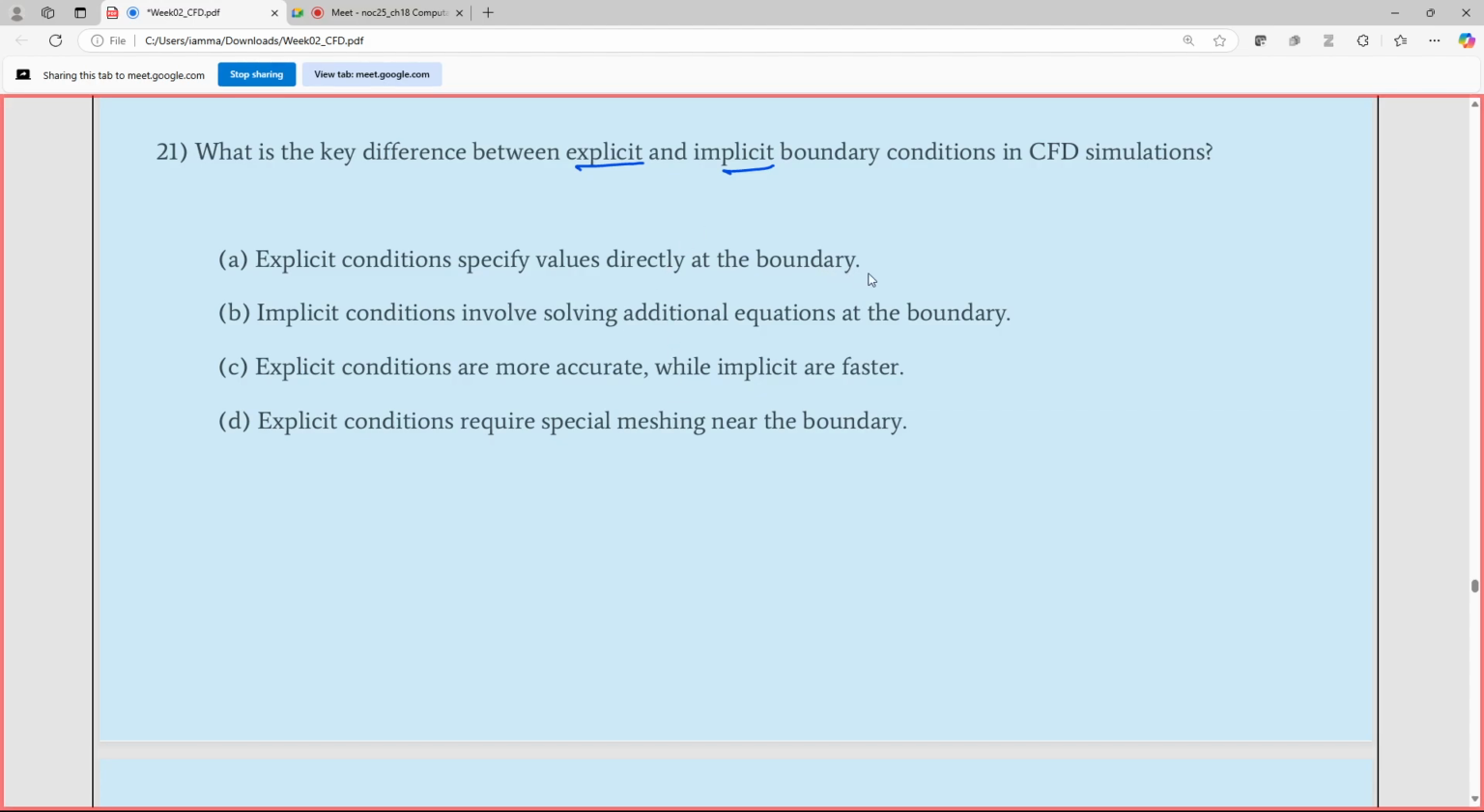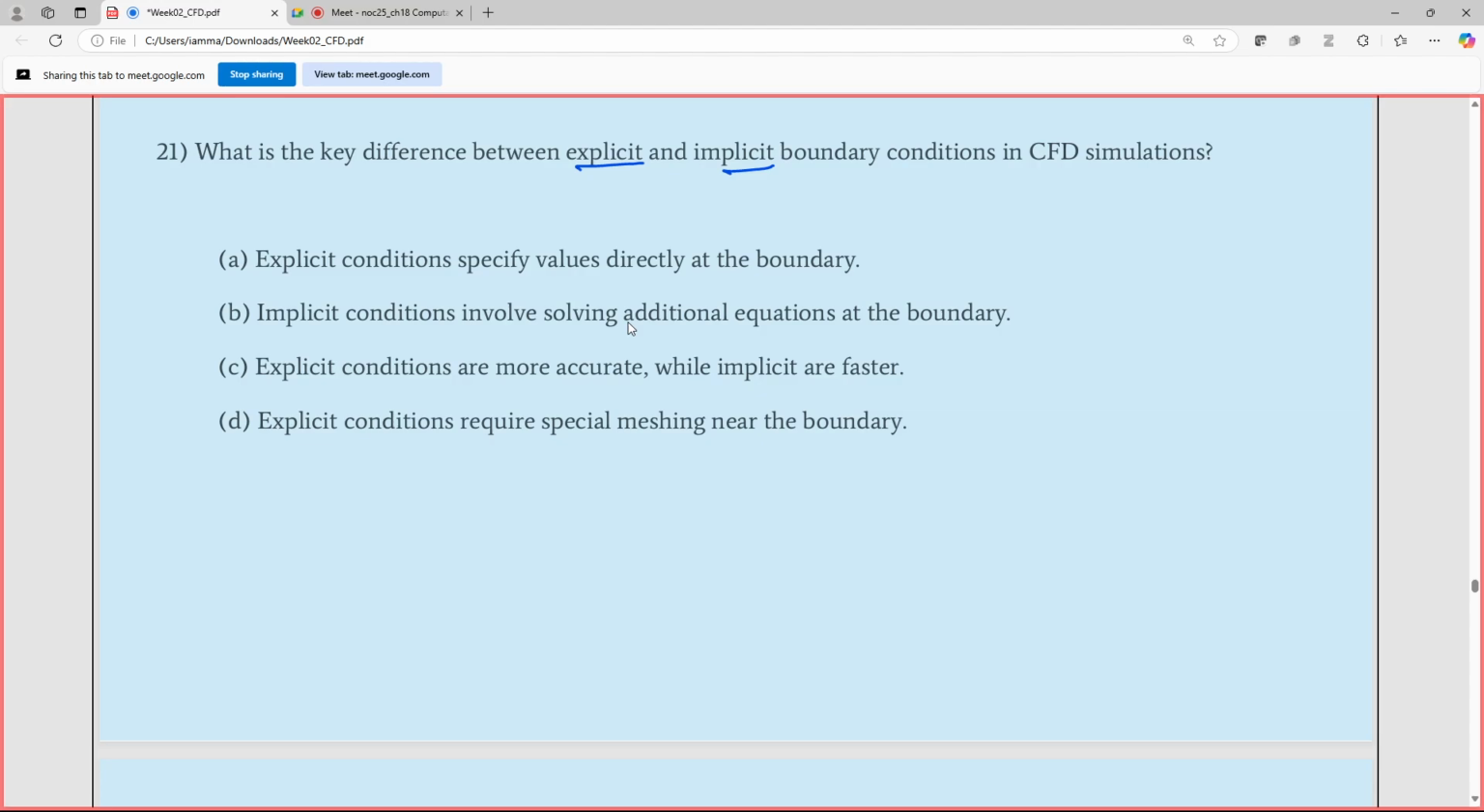These two we have already discussed: explicit condition is like specifying values directly at the boundary, and implicit is like we will have to add it as a source term. The boundary condition will be added as a source term in the equation. So option B is telling the same. Implicit conditions involve solving additional equations. Sometimes when we are adding the source term in the equation, we may have to add more equations to close the problem. There are such instances we'll be seeing in the coming week's lectures.